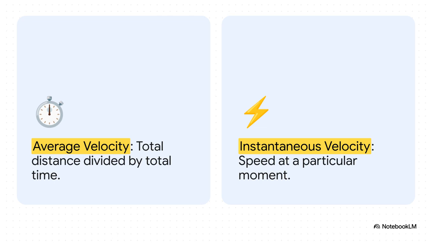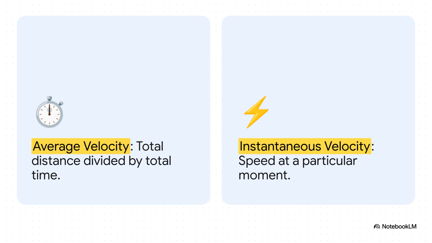First up, we've got average velocity. Imagine you're taking a road trip from Houston to College Station. If you check your car's odometer to get the total distance you traveled, and then check your watch for the total time it took, you just divide that total distance by the total time and boom, you get your average velocity.